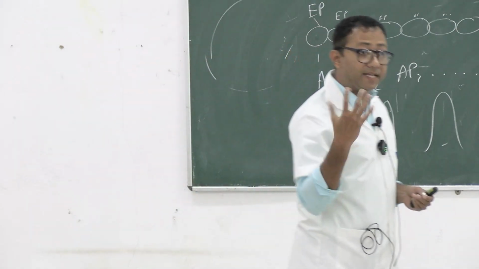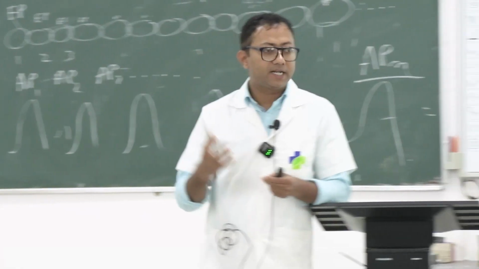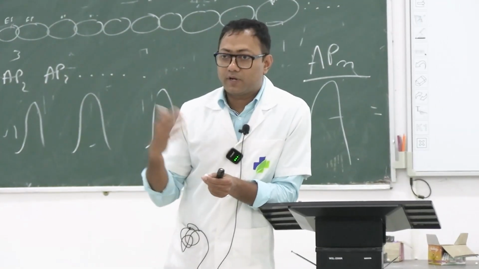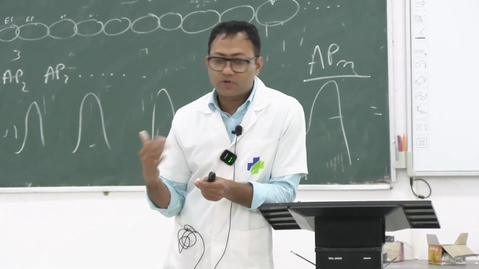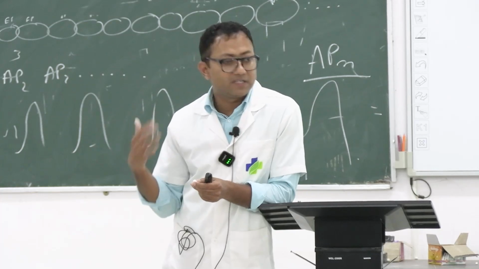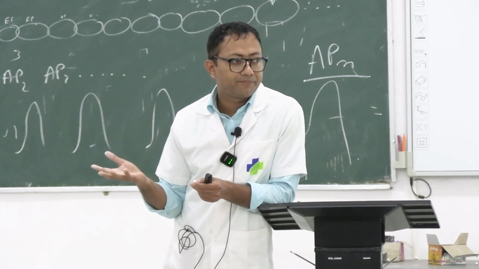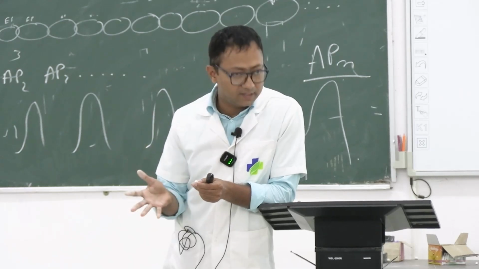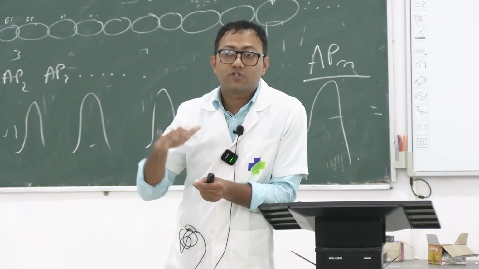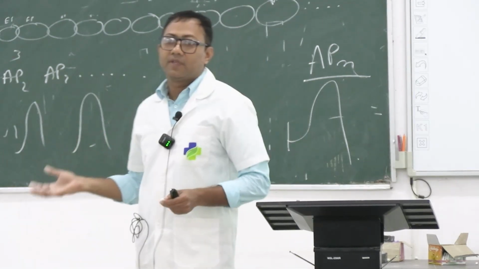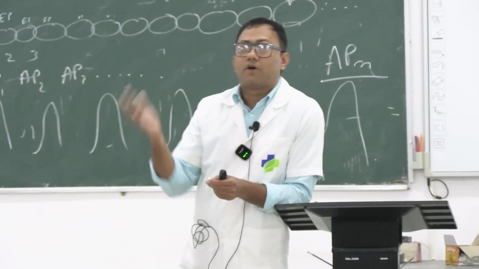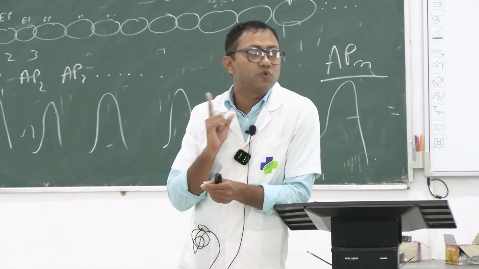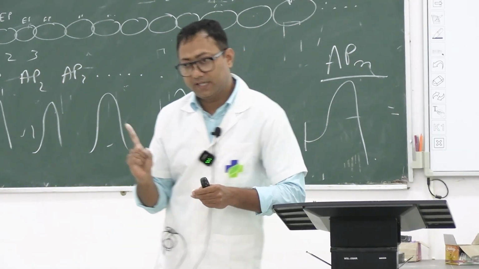So here is the major difference between electrotonic potential and action potential. Electrotonic potential fades out after traveling some distance exponentially, okay, and action potential travels from one cell to another, okay, it is called saltatory conduction, okay. Action potential travels from one cell to another without losing its strength, okay.